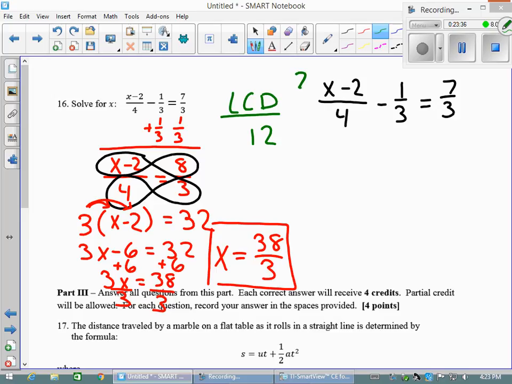Now, you want to see if you can reduce anything. So how many times does 12 go into 4? That would be 3 times. How many times does 12 go into 3? That would be 4 times. And 12 goes into 3 again 4 times.